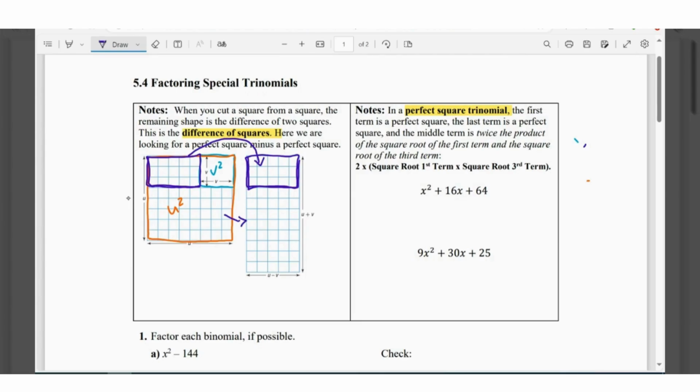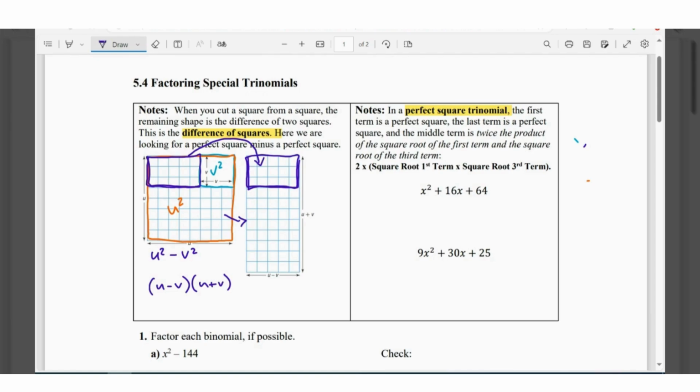What we're left with on this side would be u minus v, and this side over here would be u plus v. So essentially, we've got u squared minus v squared, and what we're looking at here is u minus v times u plus v. And that's the difference of squares.